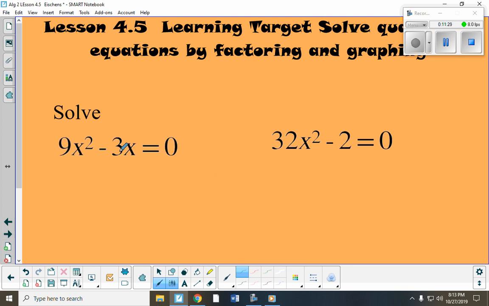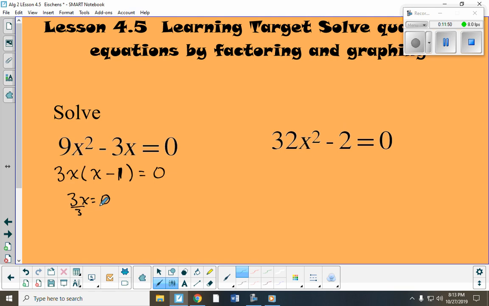Here, we don't have 3 terms, but if we look, we have a common factor that we can take out. We can take out a 3x. That gives us x minus 3x divided by 3x is 1, and that equals 0. And again, we have this factor times this factor, and so we set each of those equal to 0.